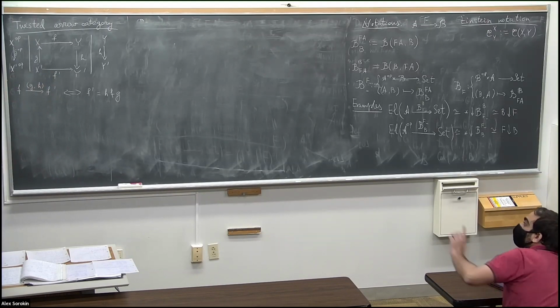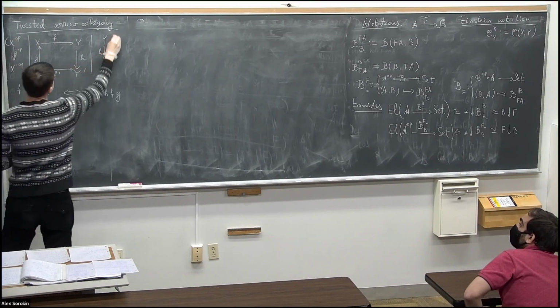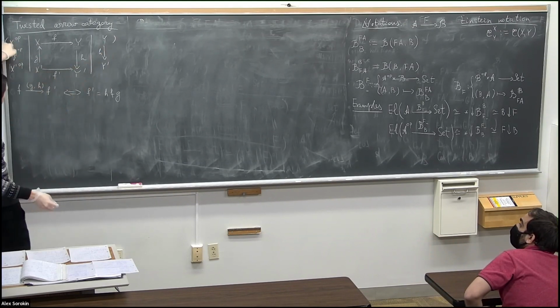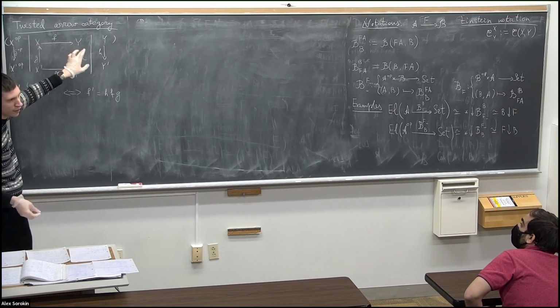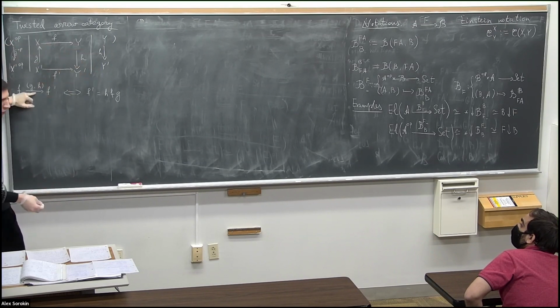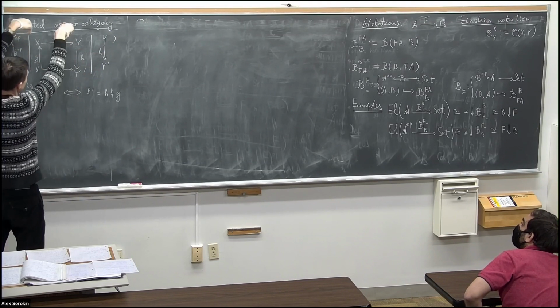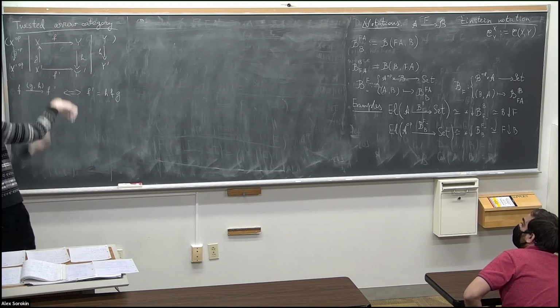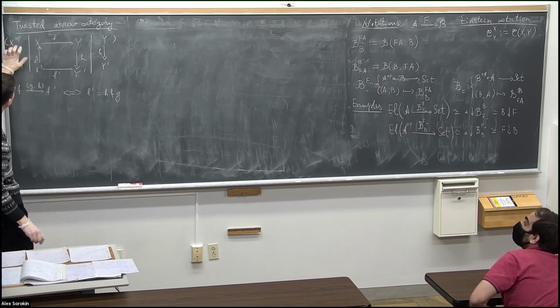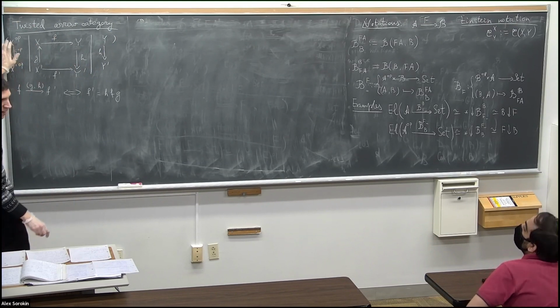So what are the objects in this category? Triples X, Y, and an arrow from X to Y. But morphisms are different than before. Morphisms before were all going down. Now the first is going up. That's why I put here not X but X over.